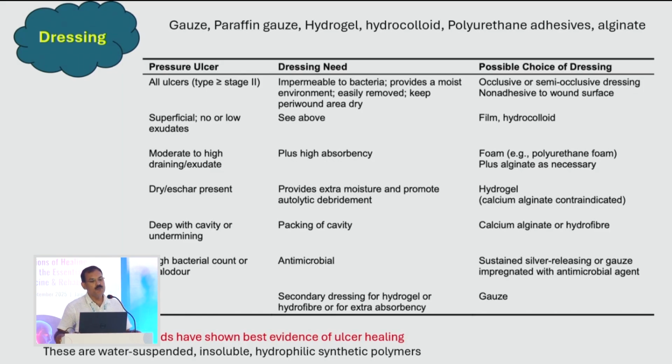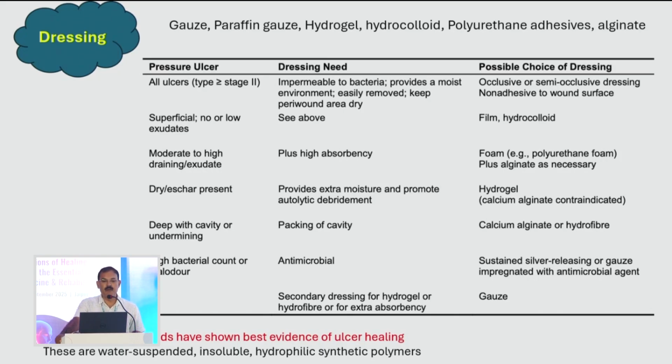Other people use paraffin gauze, hydrogel, hydrocolloid, polyurethane adhesives; different fancy dressings are available. But what is the best dressing for an ulcer beyond grade 2 level? The best dressing should be impermeable to bacteria, provide a moist environment, be easily removed, and keep the periphery of the wound area dry. So it should be an occlusive or semi-occlusive dressing, and should be non-adhesive to the wound surface. Depending upon the amount of exudate coming out of the wound, you have to choose your type of dressing.